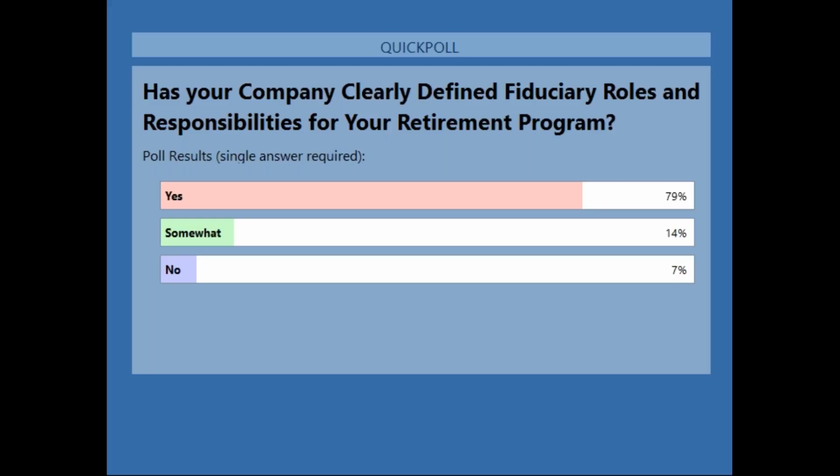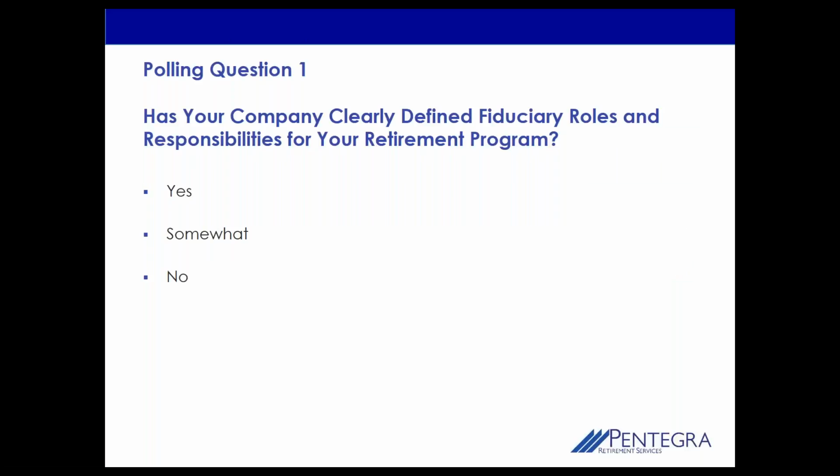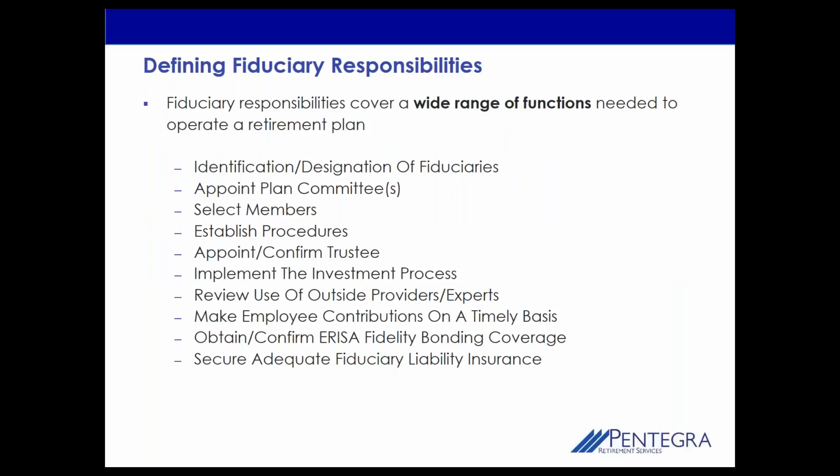So the answer is 79% of the group has clearly defined the fiduciary roles within their organization. 14% of this group, somewhat, 7% no. So, the goal, or again, one of the takeaways today is to kind of figure out what are all the bits and pieces that we need to deal with, and where do we need to go, and what do we need to do to make sure we're doing the right thing in terms of managing our plans and our programs.